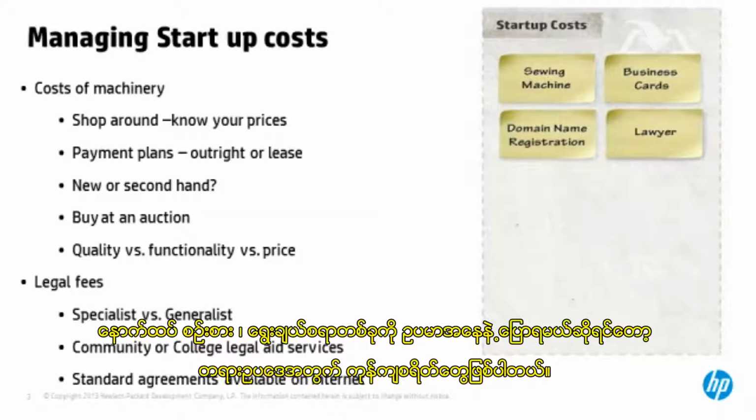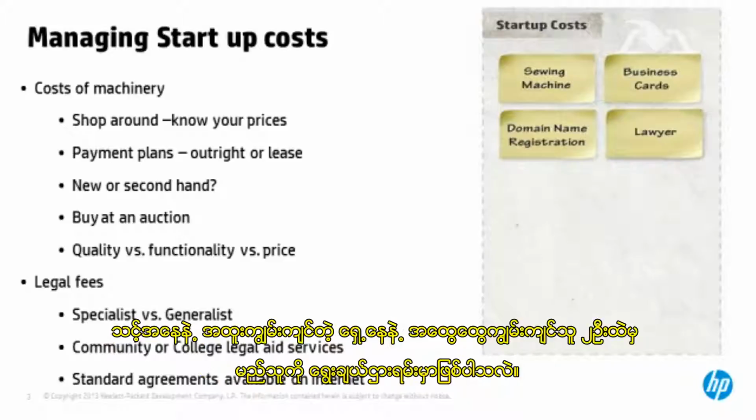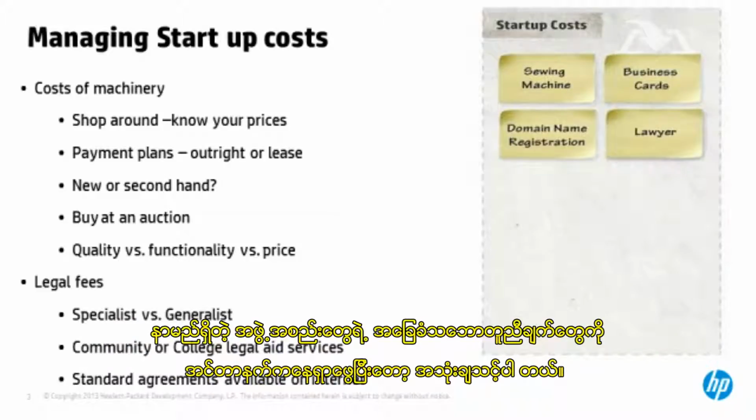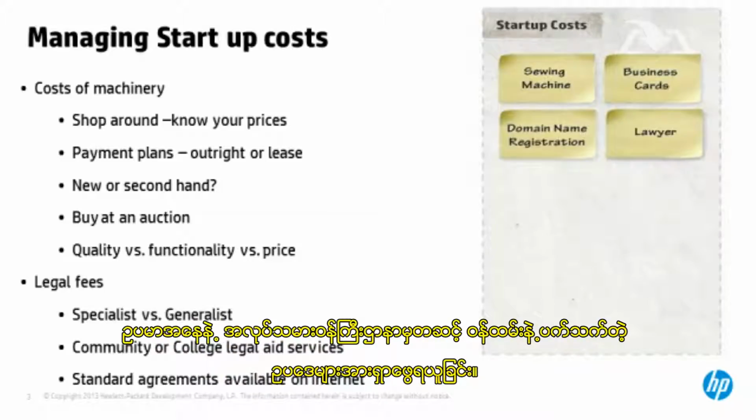Another example is alternatives to consider when incurring legal fees. Will you use a specialist lawyer or a generalist? Is there a free or reduced cost legal aid at a university or college near you? Make use of standard agreements on the internet from reputable organizations. For example, employee contracts may be available from a government Department of Labor.